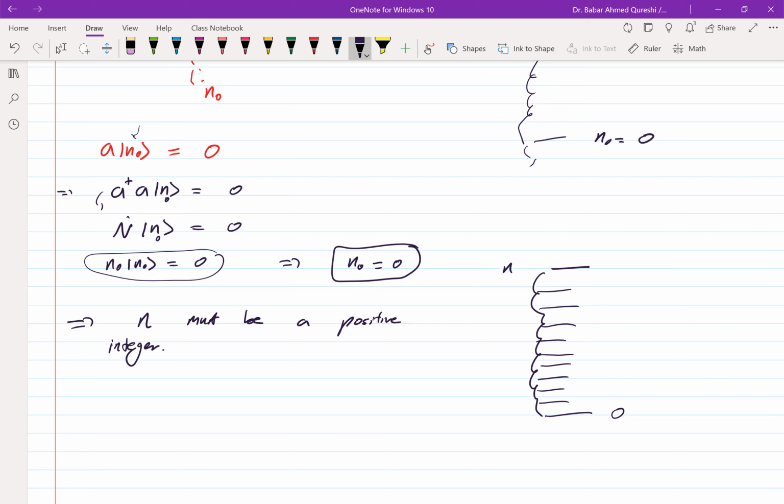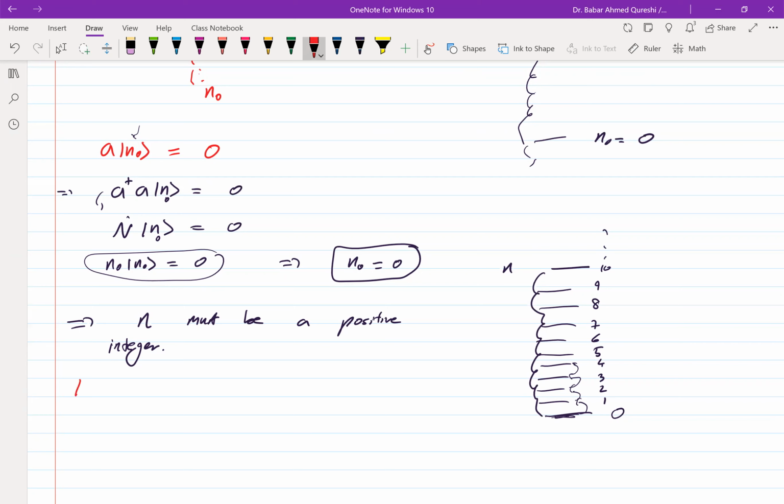There's no other way. So, you can think in terms that this is the lowest, 0. So when I apply a dagger, I go up in integers. So I go from 0 to 1, 2, 3, 4, 5, 6, 7, 8, 9, 10, and so on.